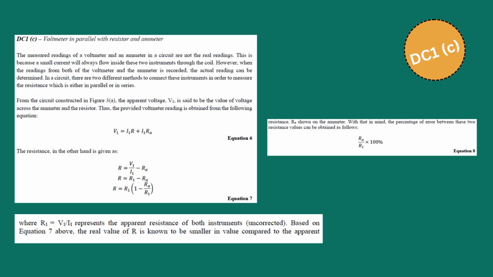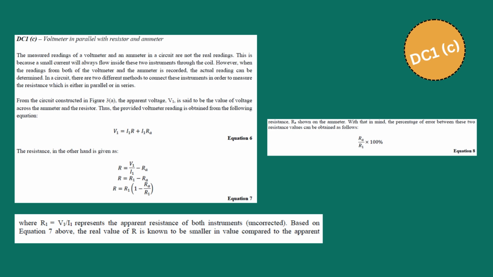In experiment DC1C, I determine the resistance in the voltmeter when it is connected in parallel with the resistor and the ammeter. The measured readings of a voltmeter and an ammeter in a circuit are not the real readings. This is because a small current will always flow inside these two instruments through the coil. However, when the readings from both the voltmeter and the ammeter are recorded, the actual reading can be determined.